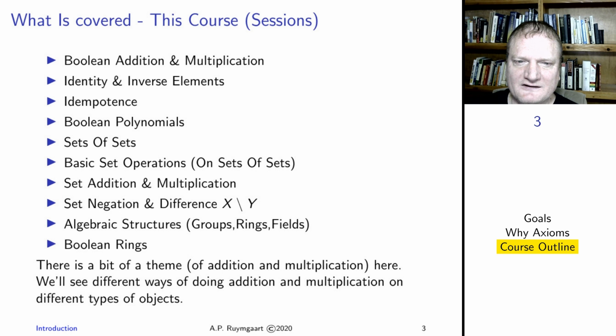We'll look at set negation and difference, and then combine everything into algebraic structures, groups, rings, and fields, and other algebraic structures. And we end up finally talking about Boolean rings, which is one particular type of algebraic structure. And we'll see that set algebra is an example of a Boolean ring.